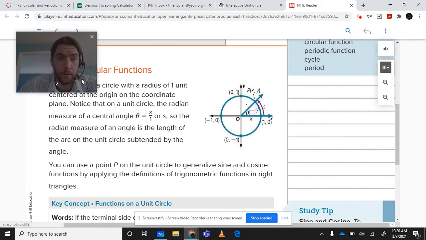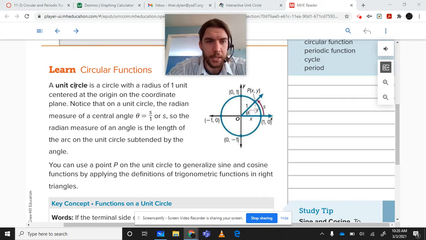Okay, so let's start with that circular function. A unit circle is a circle with a radius of 1 unit. Okay, so that's all it is. It's just a circle that has a radius of 1. So on the right side, we're at (1, 0). On the left side, we're at (-1, 0). Up above, we're at (0, 1). Down below, we're at (0, -1). So we're just talking about a circle that has a radius of 1.